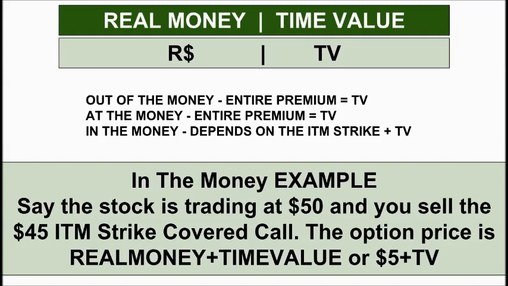This is real simple stuff. Out of the money, being there's no real money in the stock, is going to have all time value. At the money has no real money in the stock, so it's going to be all time value again. And then your in the money strikes, guys, you're going to have the in the money portion plus the time value. So I'm going to give you an example of these 3 in the next slide that I think is really going to help you. I'm going to show you the example next, guys.